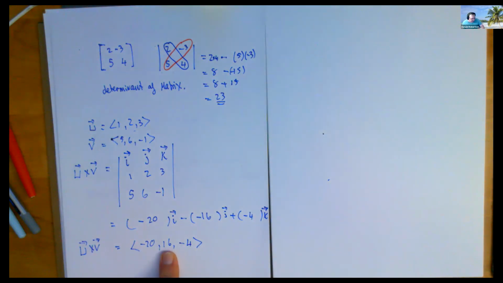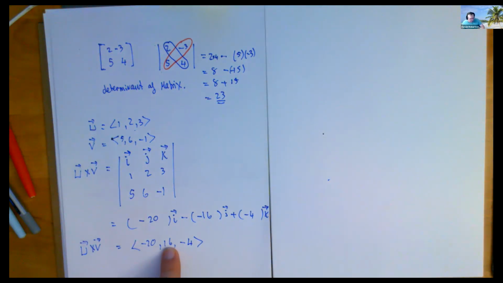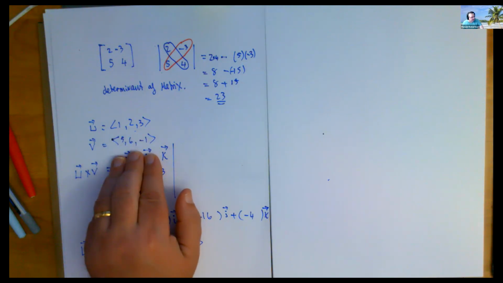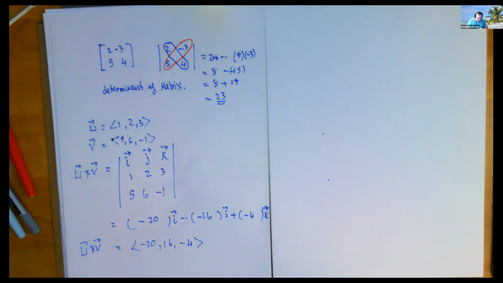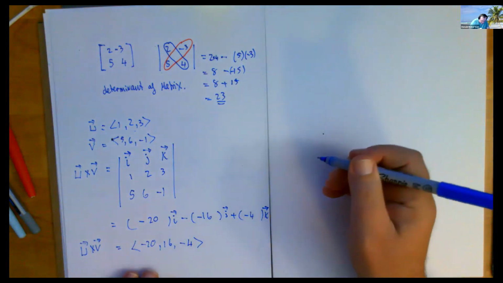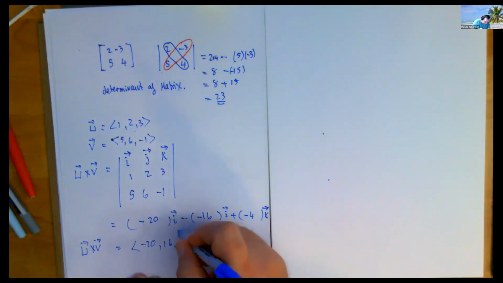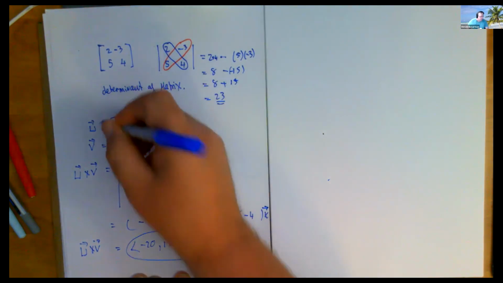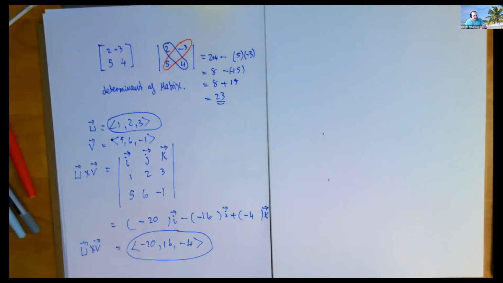This vector here, -20, 16, -4, is orthogonal to the vector u. It's also at the same time going to be orthogonal to the vector v. I wouldn't normally do this because it takes up a lot of time, but let's check it out. Let's find out if this truly is orthogonal to that one. The quick way of doing that is just to take the dot product, right? And if the dot product is 0, it means it's orthogonal.